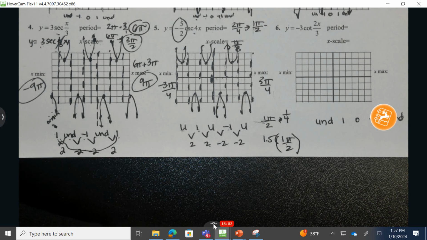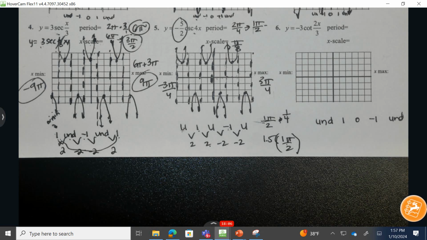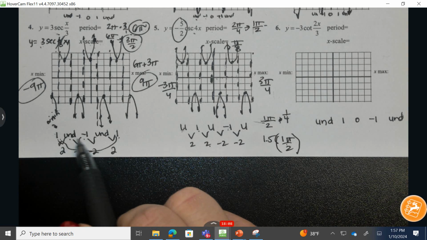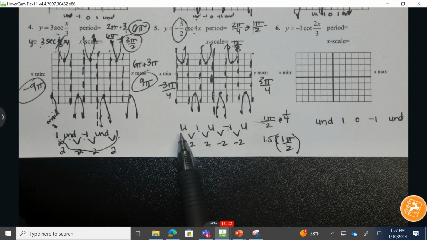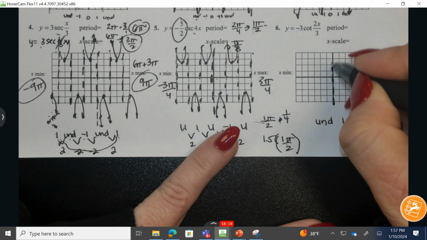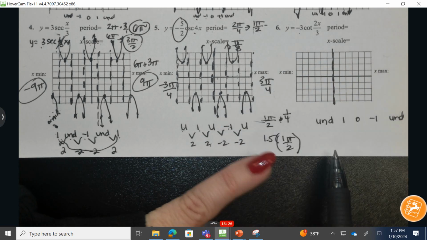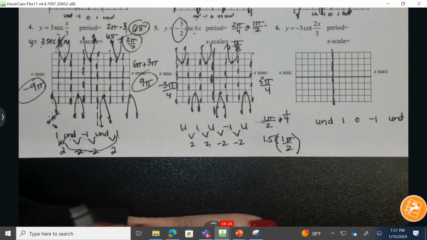In our final problem, just as we did in problems 4, 5, and 6, I wrote down what the output values are for secant and for cosecant. Now the output values for cotangent starting at the origin would be undefined. And then I'll take the amplitude times the output values to precisely see what this function looks like. But let's first start by finding the period length.